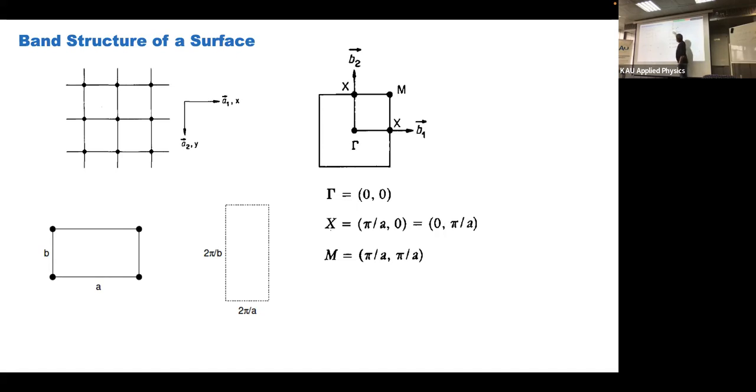By x, it will be 0. By y, it will be pi divided by a. So we have the same point, but with two different coordinates. And for example, we have M. M is the corner point. We have M here, here, here, and here. 4 points. So these are special points in the very, very simple and very basic surface. And let's fill it with these atomic orbitals and create some band structure of this simple surface.